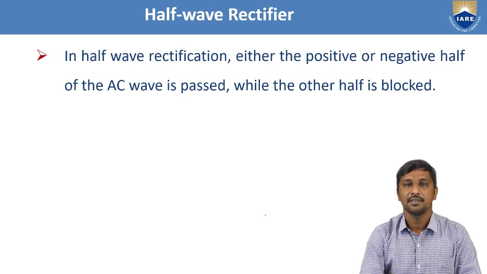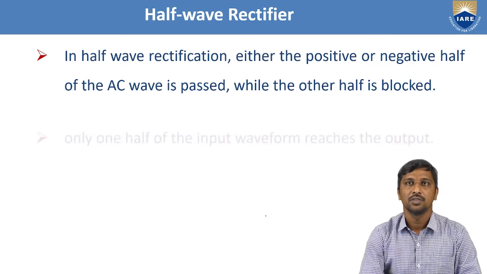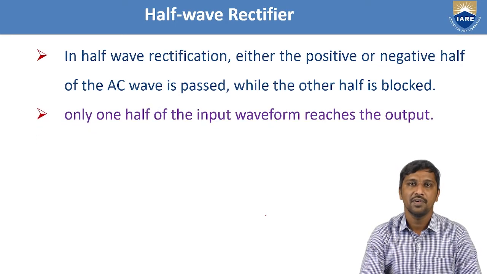So we are going to observe how this PN junction diode allows one of the portions, either the positive peak portion or the negative peak portion, based on the utilization of the PN junction diode in the circuit. So the half-wave rectifier contains only half of the input at the output side.